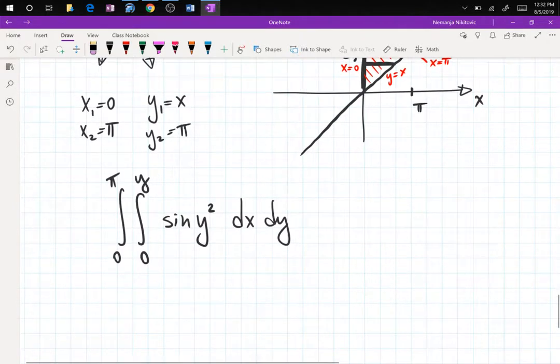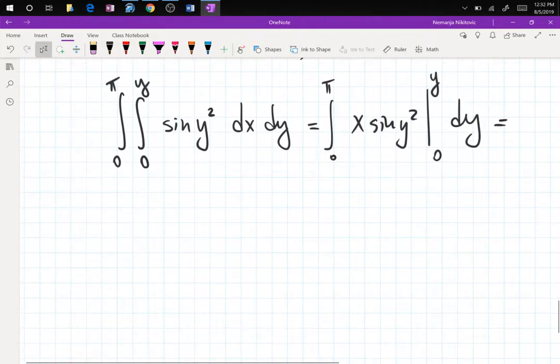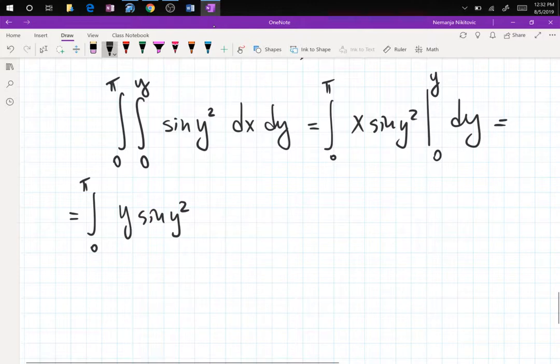And now we integrate with respect to x first. So the integral of this with respect to x is going to be x sine y squared, calculated from 0 to y, and we still have dy. And then we have the integral from 0 to pi, plug in y: y sine y squared, and there it is.